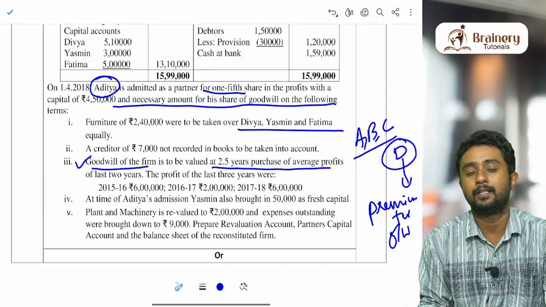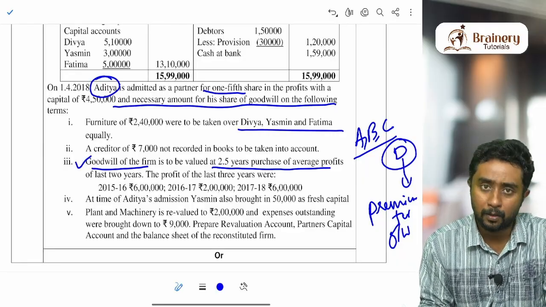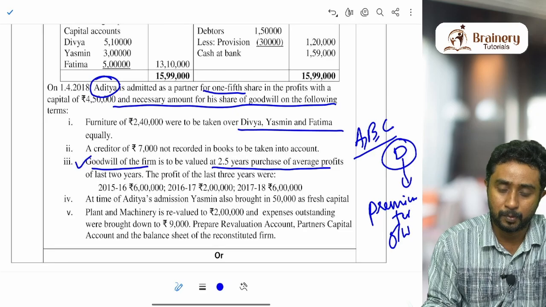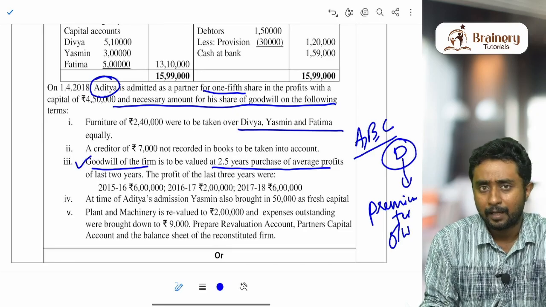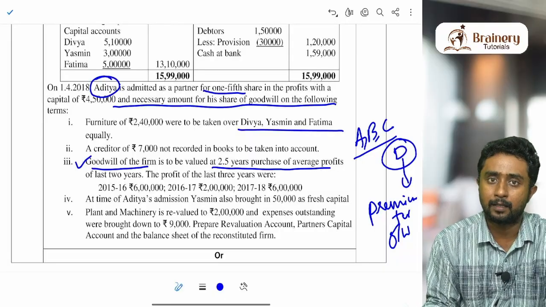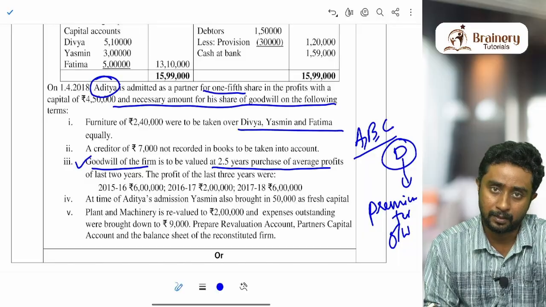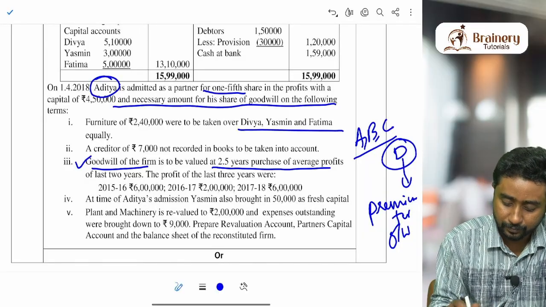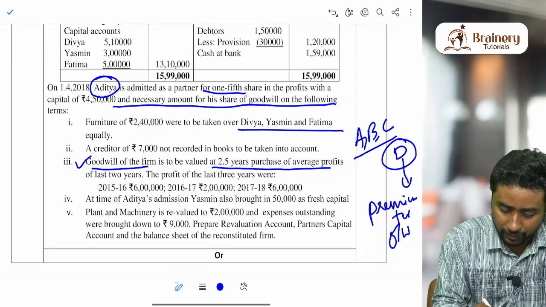Goodwill of the firm calculation can be done using any of the methods: average profit, super profit, or capitalization of average or super profit methods. And weighted average profit also is there. So generally average profit and weighted average profit come under the same category, average profit method only. So it's a subcategory of average profit methods. Anyways, without further delay, let's go to the next adjustment.